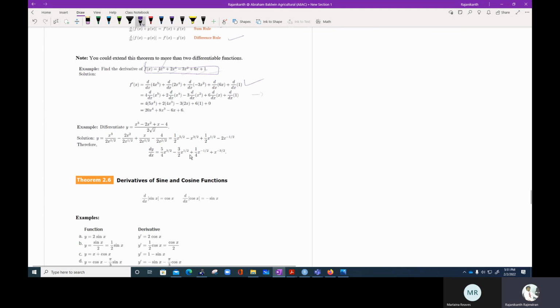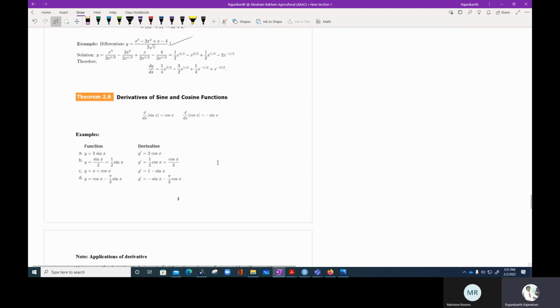Again, a question may be like this as well. So you have to make use of some knowledge of algebra you learned. So you could split the given expressions into individual fractions. After that, just use power rule individually for each term to find the derivative. Okay, it is there.